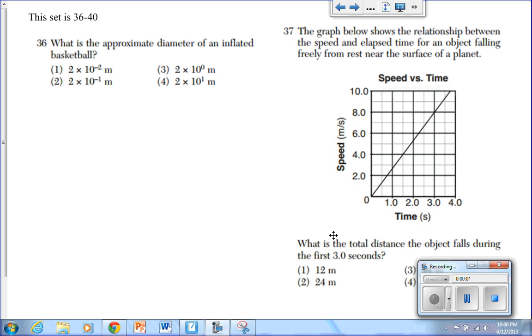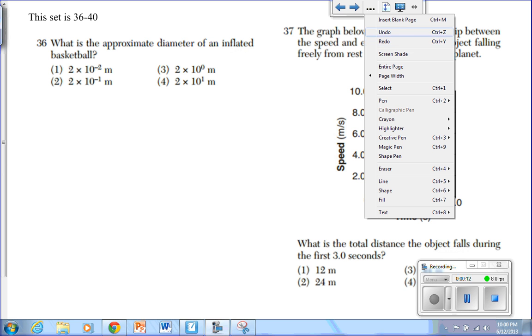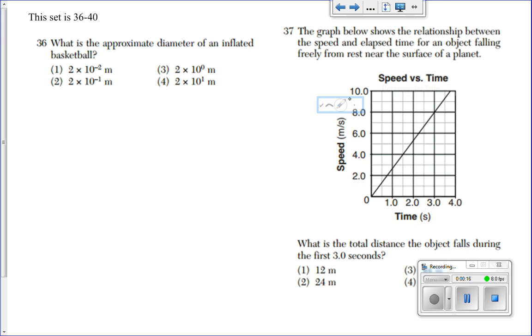Okay, here we go on the June 2011 Regents exam. I'm going to start off with question number 36, asking about the diameter of an inflated basketball. The trick to getting this question right is to recognize what all these answers mean in real number ideas. Let's start with number one.